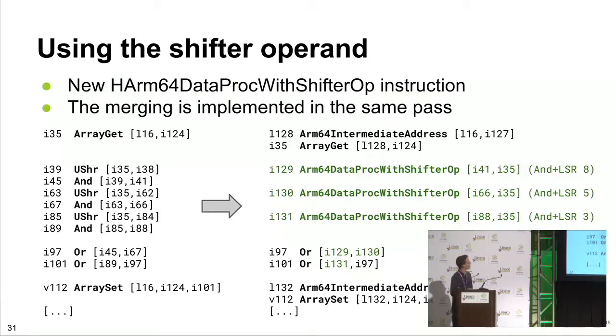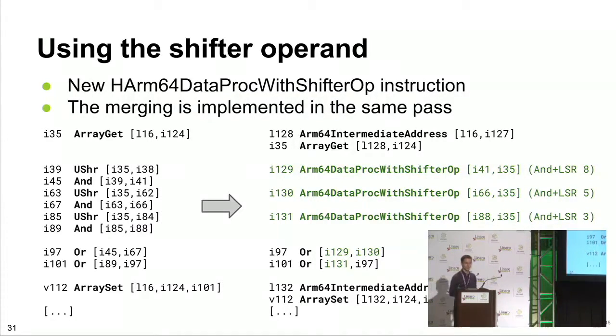For using the shifter operand, we just add this long-named IR that represents a data processing instruction that can use the shifter operand. In the same pass, when we see a binary operation that has a shift or something similar as an input, we just merge them. So we delete the two instructions here. For every shift and AND, we delete them, and instead we insert something that reuses the input. In the example, the input is very simple: in the IR, we have a shift, an AND, a shift, an AND, a shift, an AND. In reality, we are able to do this transformation in much more complicated cases.